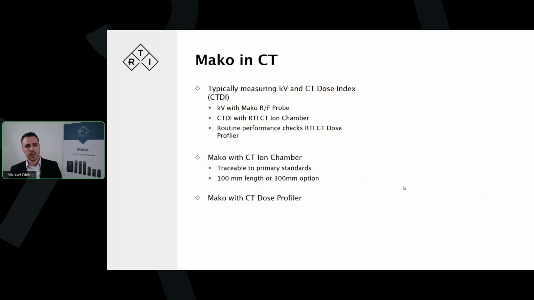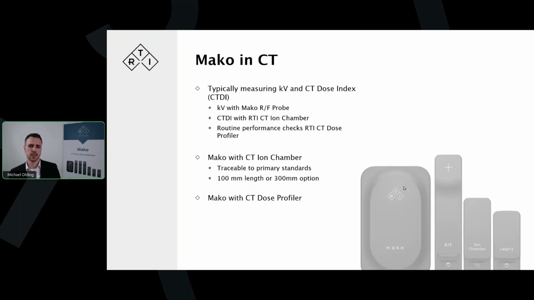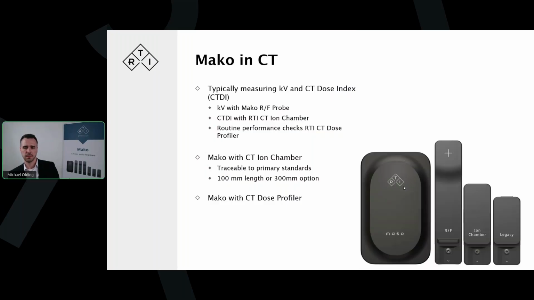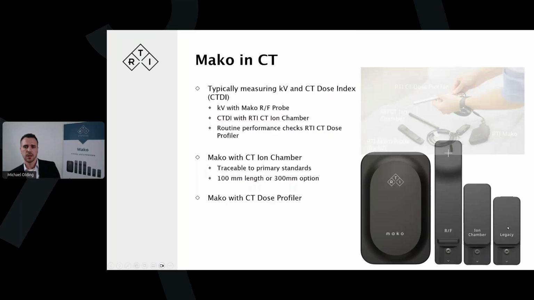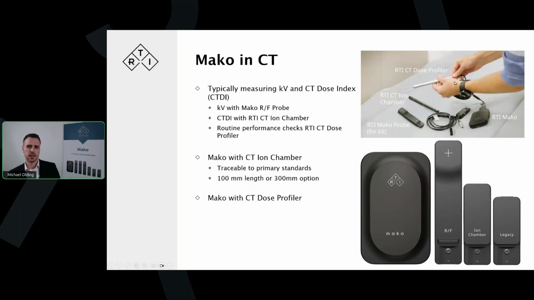So we typically can measure kV on the systems, but a big part of testing is measuring what we call the CT dose index, or the CTDI. And we can measure this by connecting the ion chamber module and the legacy module to the CT ion chamber and the CT dose profiler, respectively. So that modular design of Mako allows you to connect the right probes at the right time. So we have a very accurate CT ion chamber, which is traceable to primary standards. Typically, we see it in the 100mm length.